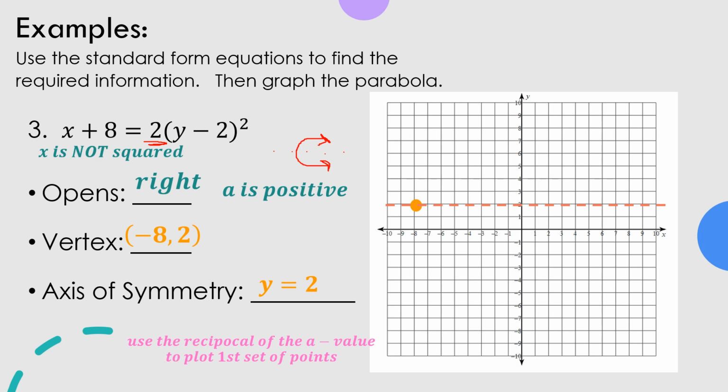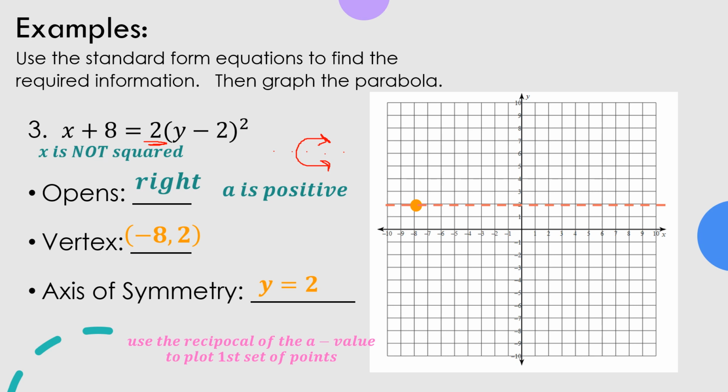Okay, now do you have to do it this way? No, you do not. You can substitute in a Y value. You could substitute in a 1 for the Y, get the X value that corresponds. You can substitute in a 3 for the Y and get the X value that corresponds. Okay, so you can still do that, not a problem. I like to use this way, it's a little faster. So I'm going to use the reciprocal of A. If A is 2, its reciprocal is 1 over 2.